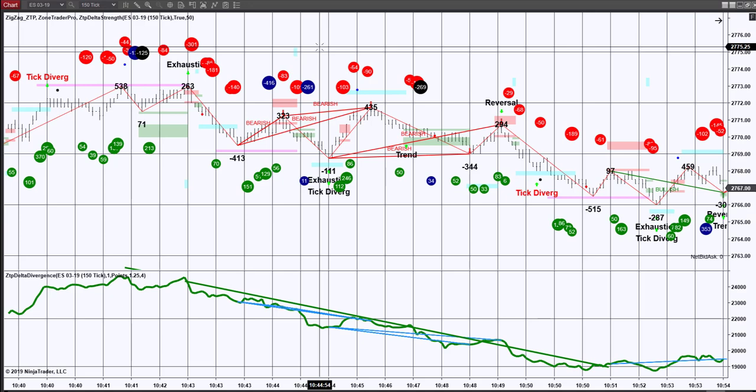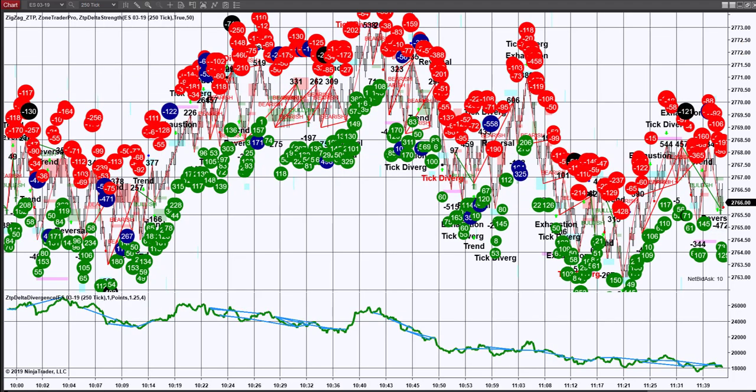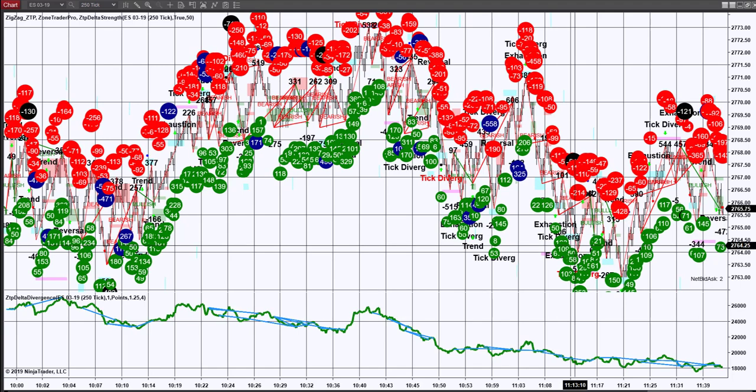Okay, another way we can use the delta strength and the divergence indicator is by putting this on a 250 tick chart. I have put the delta strength at 50. So again, you're going to see this and you're going to look at it and you're going to say, wow, there's a lot of stuff on this chart.